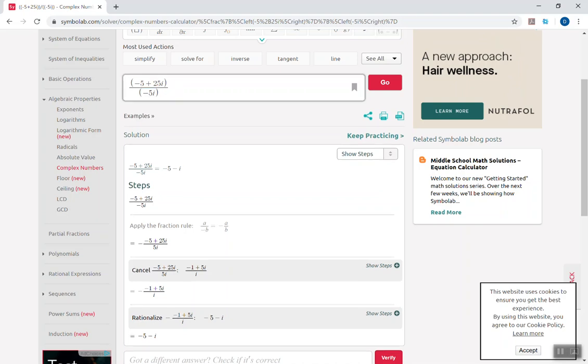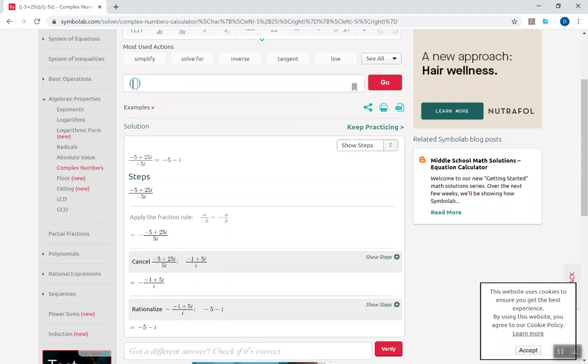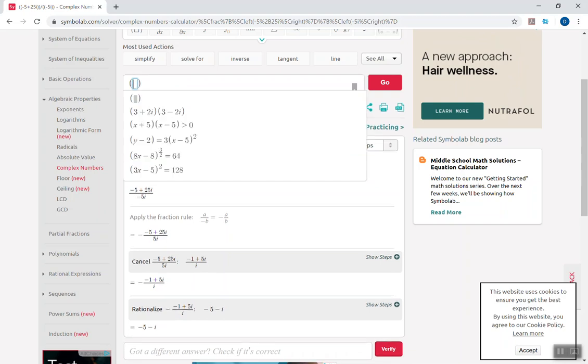So if you don't put parentheses around the denominator on your calculator and the numerator, you will not get the correct answer, because you have to say it's that whole quantity being divided by the whole quantity minus 5i. Because let me just show you here. Let me just show you if I don't put parentheses.